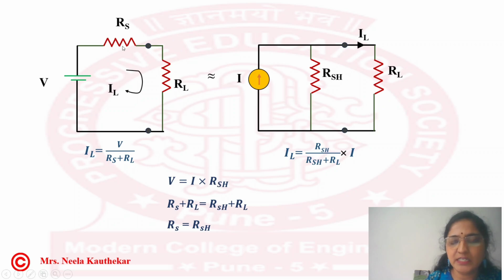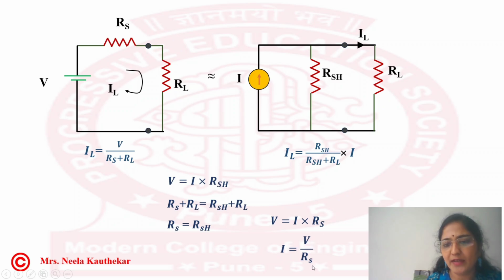Only thing is here it is in series, and we have to connect in parallel. Now we will see the first equation. So V is equal to I into RSH, and we have already found that the value of RSH is the same as RS. So you can write this equation as V is equal to I into RS, or the value of I after the transformation is equal to V by RS. This is the simple way to convert a voltage source to a current source and a current source to a voltage source.